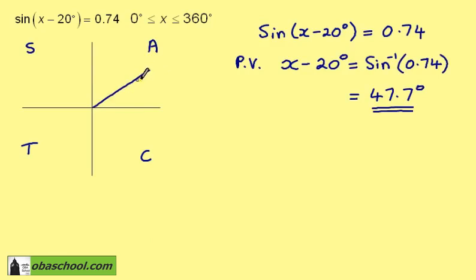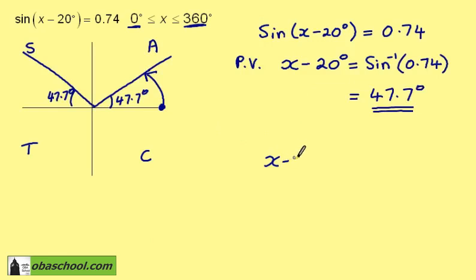We can mark this onto the CAST diagram here. Since we have a sine and it's positive, the other one will be in the S quadrant, and symmetry means it would be 47.7 degrees from the horizontal axis. We now want to look for solutions in the range from 0 degrees to 360. So we start at 0 and we meet our first solution at 47.7.